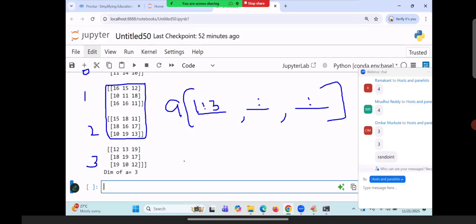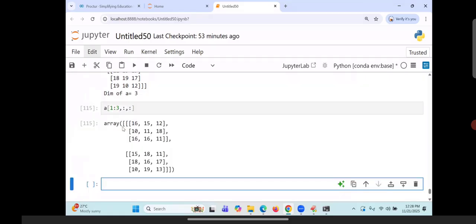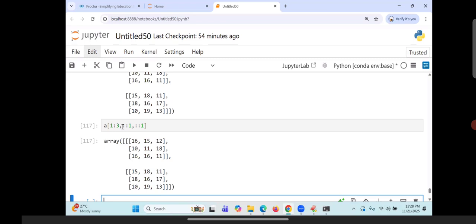Easy or difficult? One more way is called what? 1:3. 1:3:1, comma, ::1, comma, ::1. Like this also you can do it. Correct? Yes. Come on. A of 1:3, comma, colon. So you will get these values. Okay now? Yes. So like this. A of 1:3, ::1, ::1 also will give the same data or not? Yes.